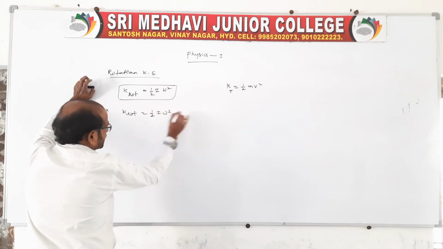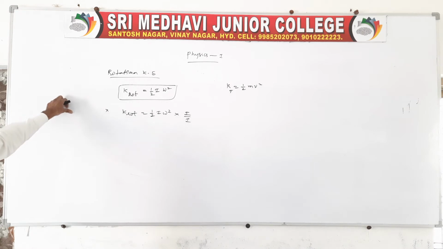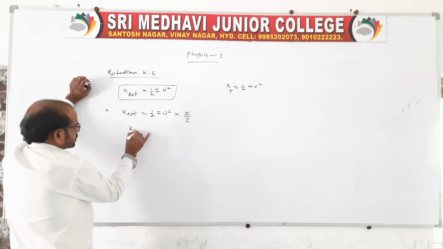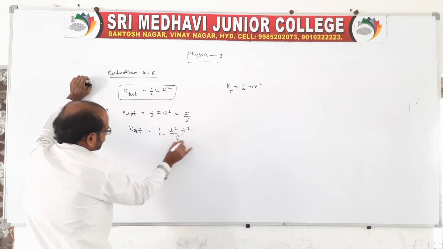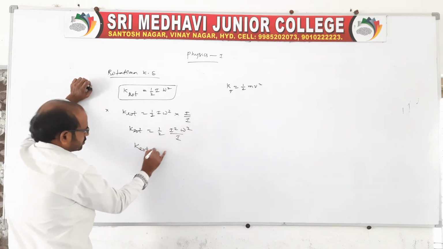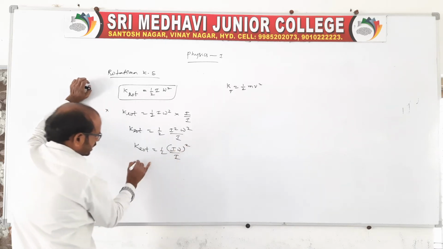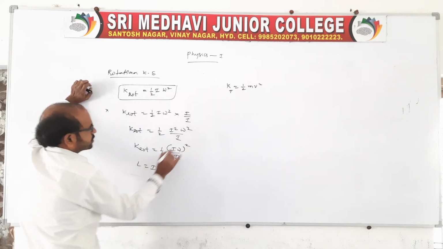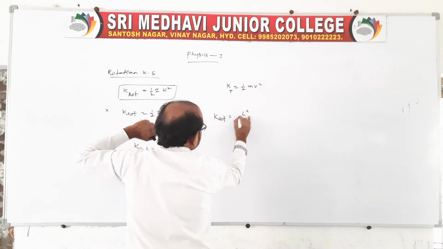Now you divide and multiply with I. Therefore what happens? We get K rotation is equal to 1 by 2 I square omega square by I. So K rotation is equal to 1 by 2 I omega whole square by I. But L is equal to I omega, no? Therefore there is a relation: K rotation is equal to L square by 2I.